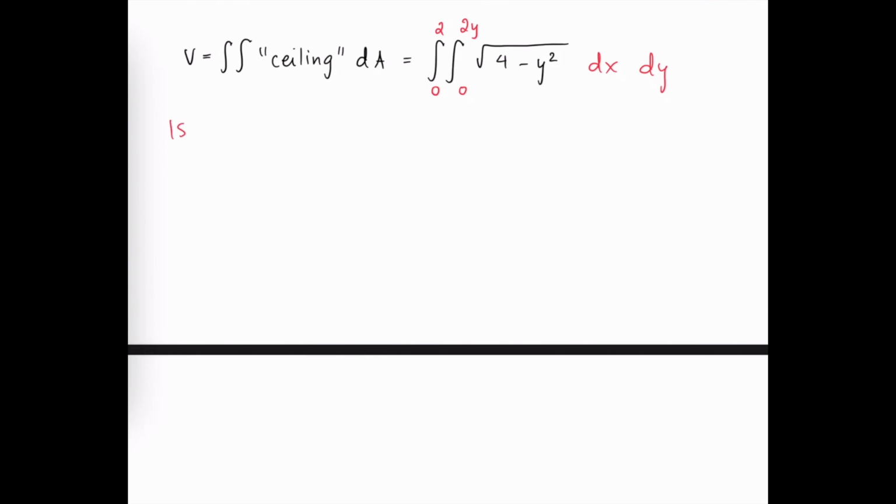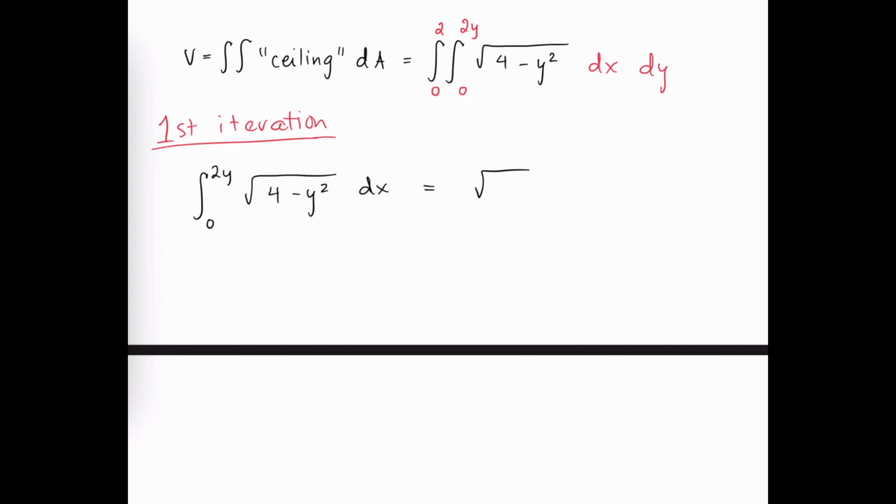So we're finally ready to begin the integration, and we'll start with the inside iteration first, which is going to be the integral from 0 to 2y, square root of 4 minus y squared dx. And as we mentioned, that square root of 4 minus y squared is a constant multiple, so we can pull that out. And then we'd be looking at the integral of 1 with respect to x, which is just x. Then let's apply the limits of integration, and since we integrated with respect to x, these limits are x limits, which means that we'll be plugging them in for x's, not y's.